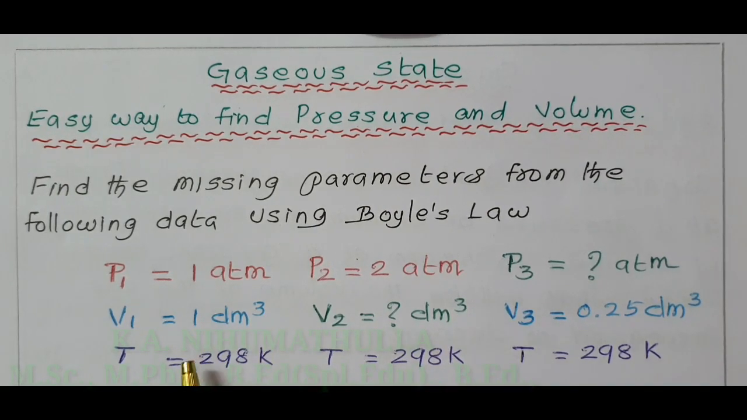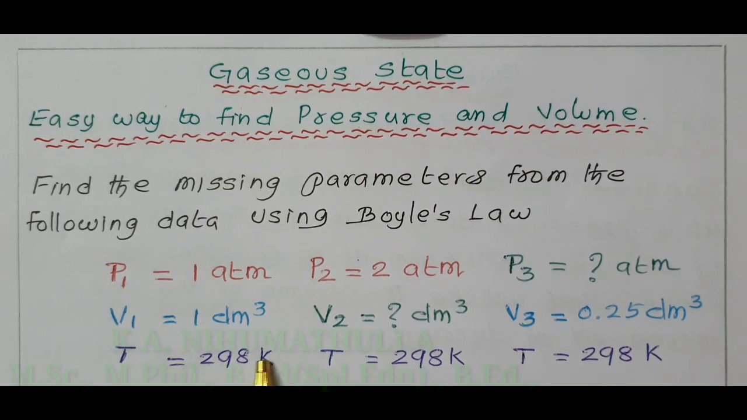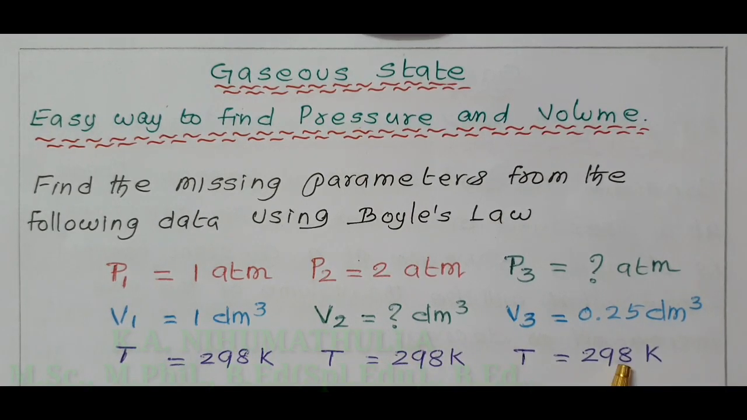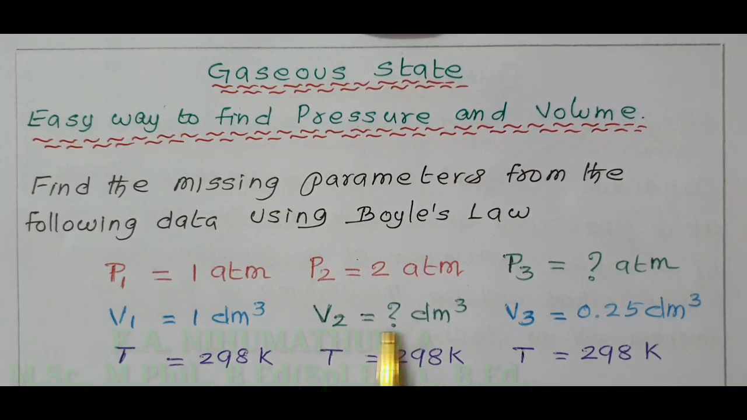In this parameter, we can see the temperature is constant. So, Boyle's law states that at constant temperature, volume is inversely proportional to pressure, or pressure is inversely proportional to volume at constant temperature. P1, P2, P3: this parameter is missing, we have to calculate P3 and also V2.